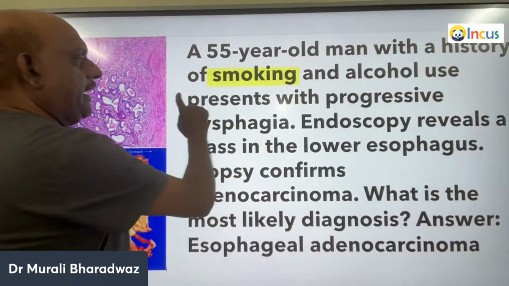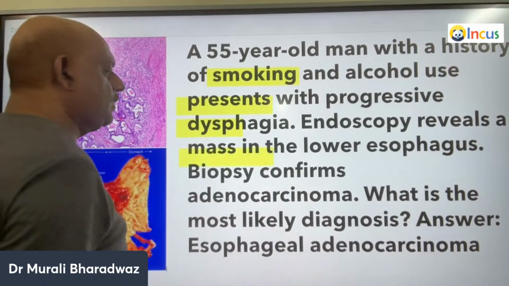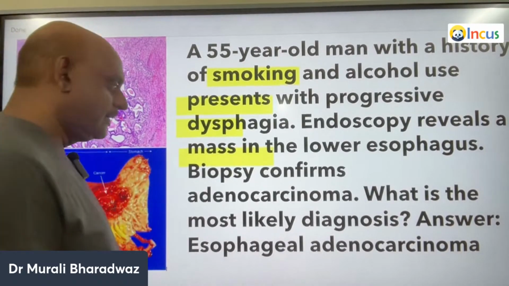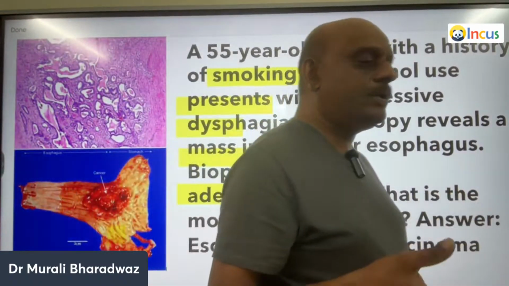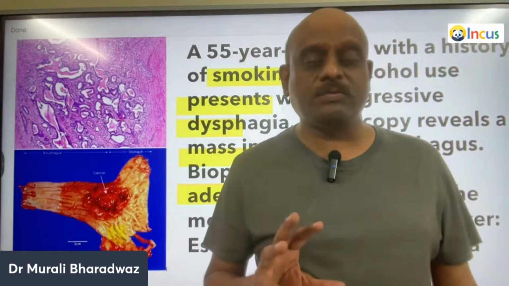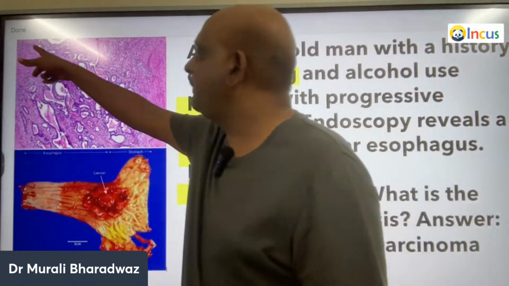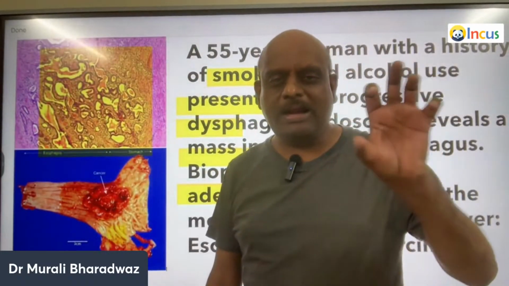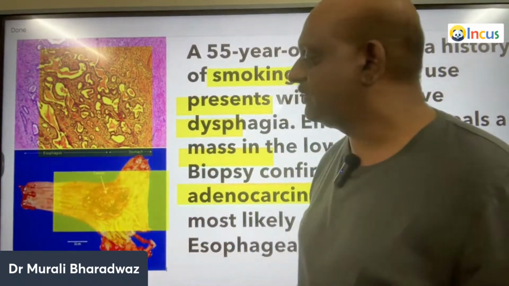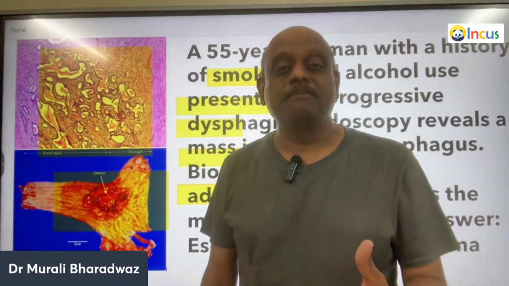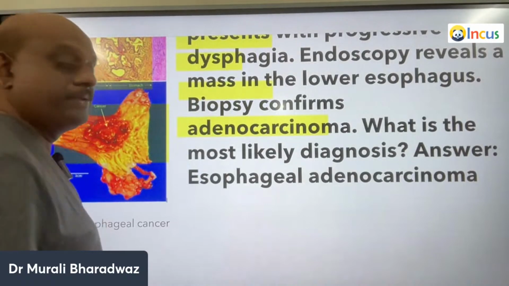A 55-year-old with a history of smoking, alcohol use presents with progressive dysphagia. Endoscopy shows a mass in the lower esophagus and biopsy confirms adenocarcinoma. So what is your diagnosis, doctor? Alcohol leads to gastroesophageal reflux leading to Barrett's esophagus, which is converting into adenocarcinoma is what you need to remember. So this is the typical histopathology of the adenocarcinoma, where glandular appearance is what you're able to see. And also you can see the presence of Barrett's esophagus. Barrett's esophagus in the lower esophagus is what you need to remember.